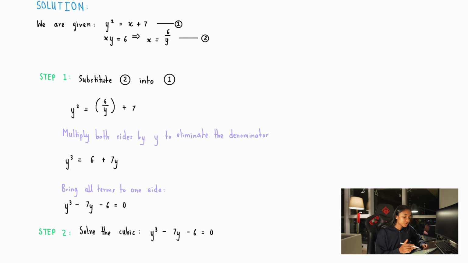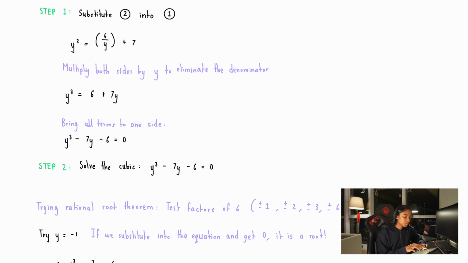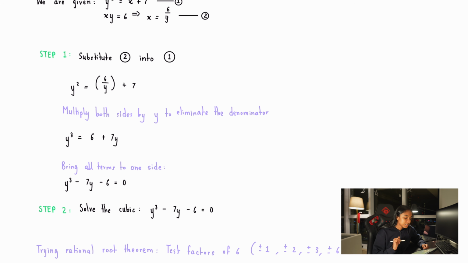We are going to substitute 2 into 1 to get y squared is equal to 6 over y plus 7. You see that we derived x from 2 here. So xy is equal to 6, which means x is equal to 6 over y. We're going to substitute x into equation 1.